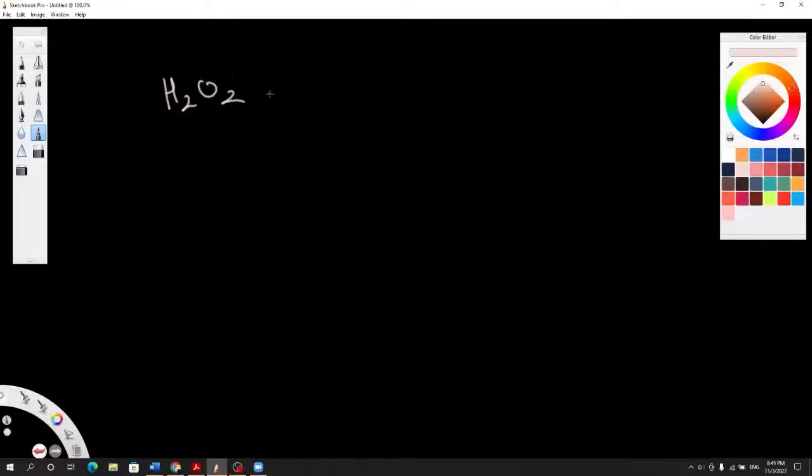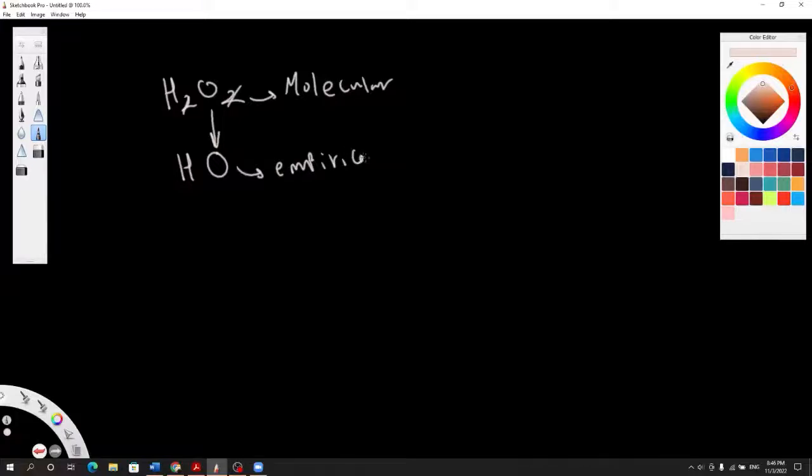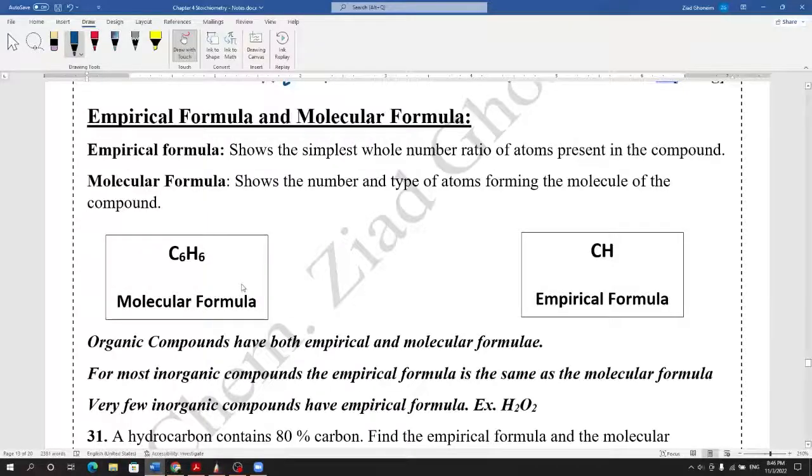This is the actual compound. This is the molecular formula. If we want to convert it to an empirical formula, we'll get the simplest whole ratio, divide here by 2 and here by 2, so it's going to be HO. So this is a molecular formula, and this one is an empirical formula, right? Now to the definitions.